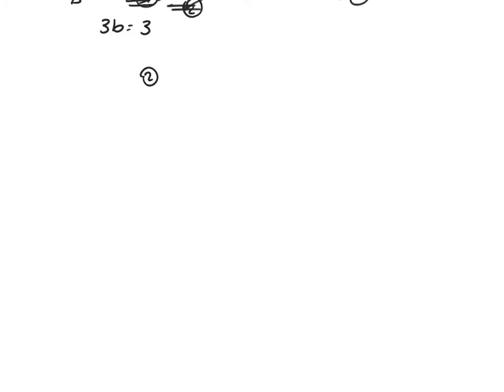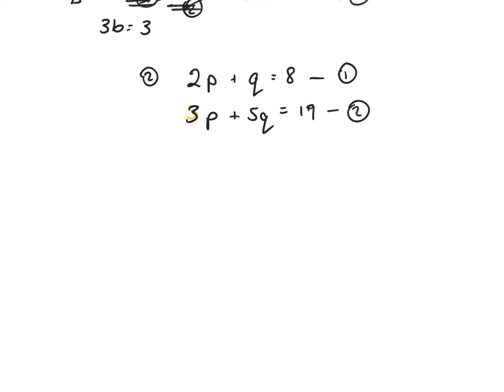Okay, so let's go for 2p plus q is equal to 8. Let's call that equation 1. And 3p plus 5q is equal to 19, and let's call that equation 2.